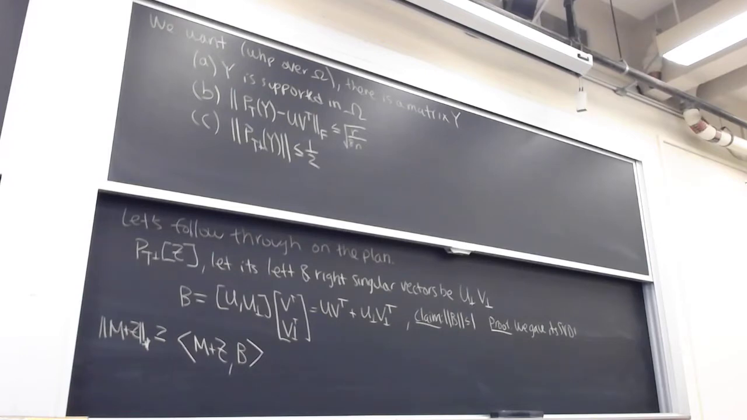All right, so now we've got our plan of action, right? I want to prove the nuclear norm of N plus Z is strictly larger than the nuclear norm of N, and B is the way I'm going to go about doing it. So let's try using B and see what happens. And then we'll see how this plan actually makes sense, right? So let's do that.